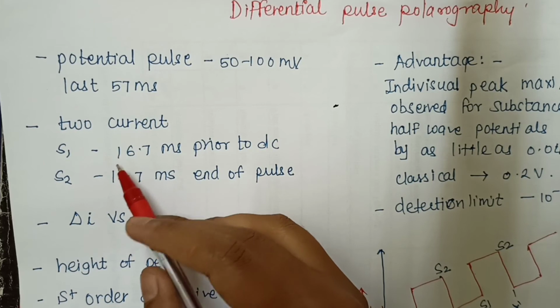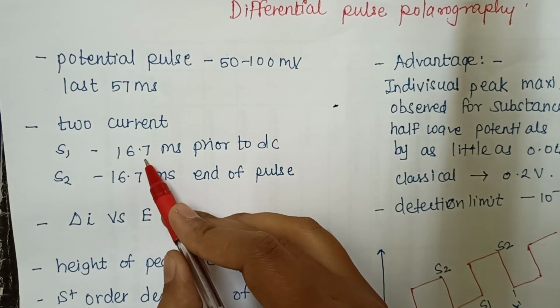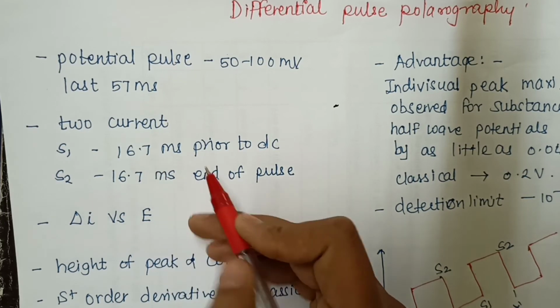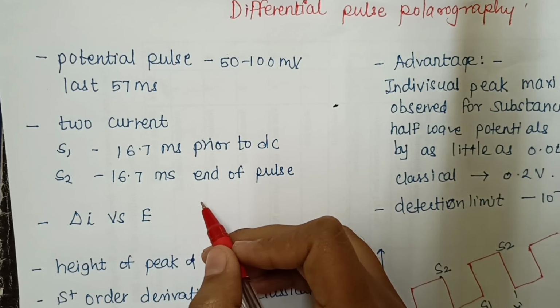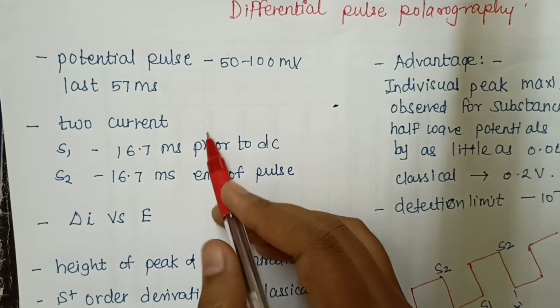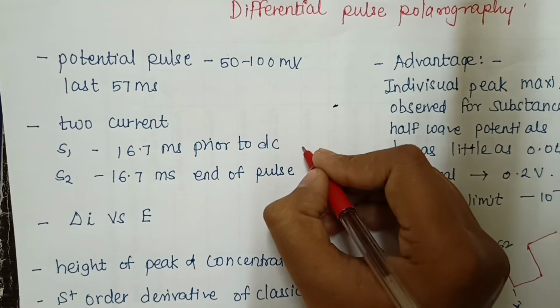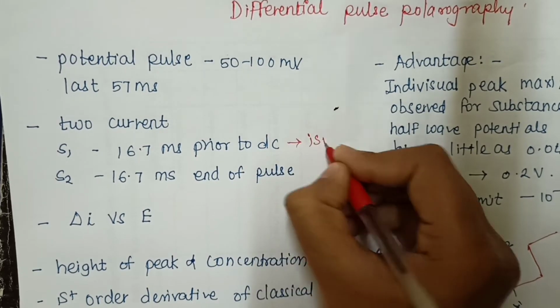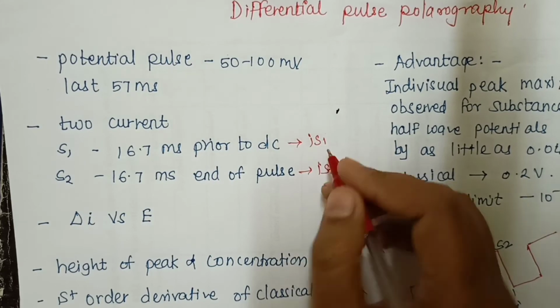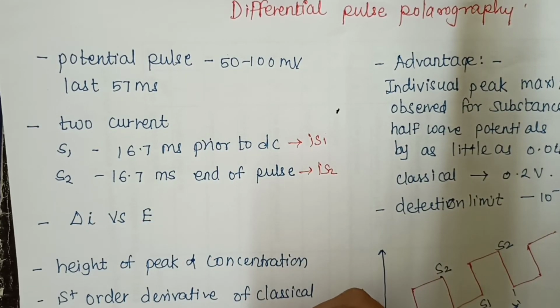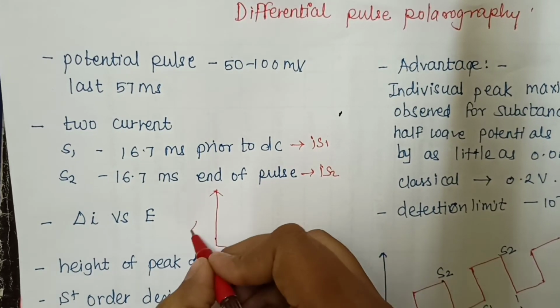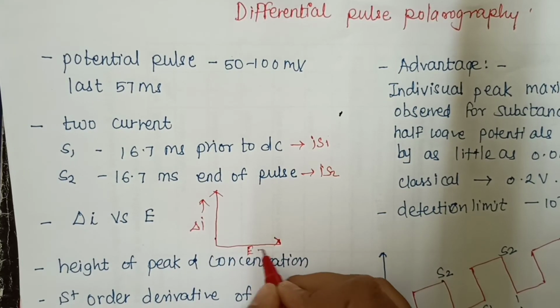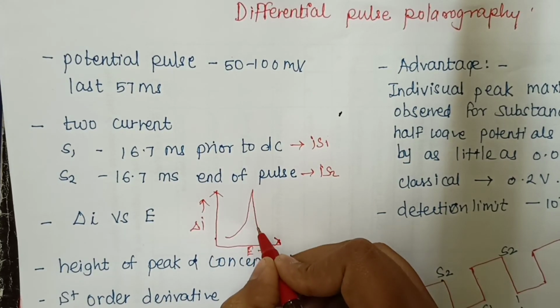The first current is measured at S1, which is 16.7 milliseconds prior to the DC, at the starting of DC, and the second current is measured at 16.7 milliseconds before the end of the pulse. The difference between the two currents, IS1 and IS2, is measured and plotted against applied potential. We get a graph of delta I versus applied potential, with an E peak.